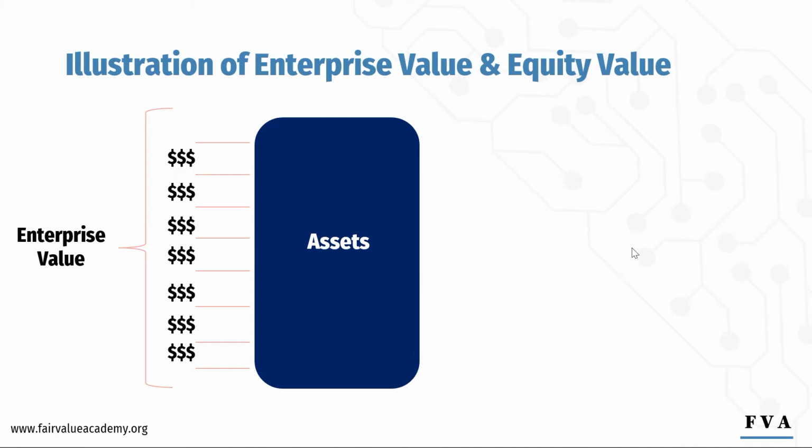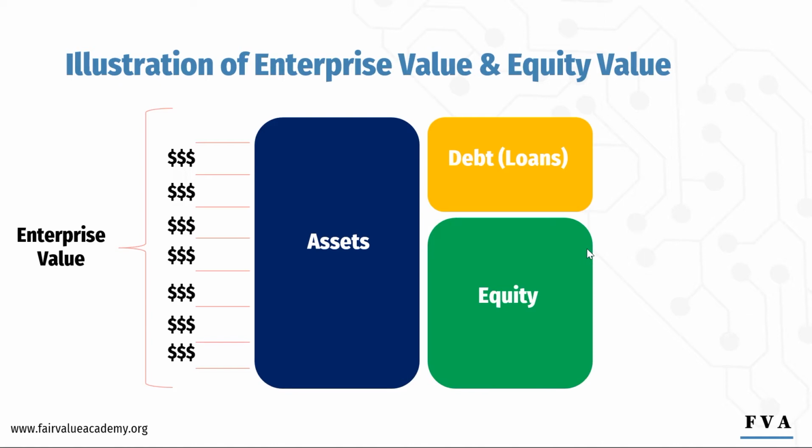So on the right-hand side, I'm going to show you capital structure. Suppose these assets were financed by 25% of debt capital, that is long-term loans, and 75% with equity capital, that is investors' cash. So when allocating the enterprise value, because debt holders are senior to equity holders, first we allocate what is owed to debt holders, and what is left over is the value attributable to shareholders. So this portion is equity value.